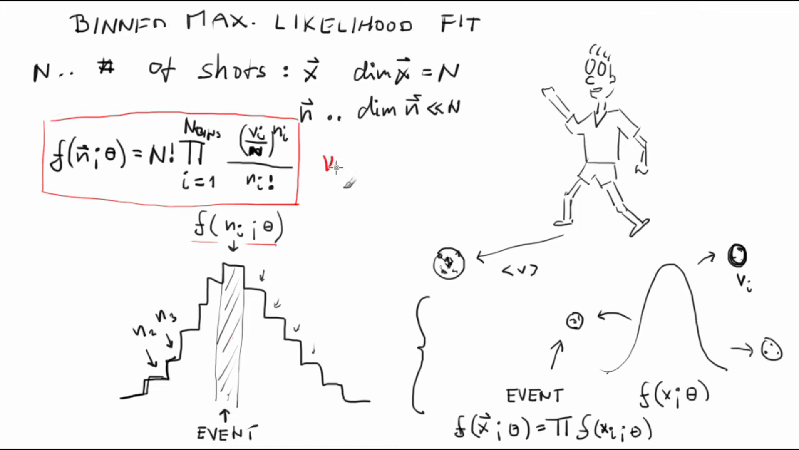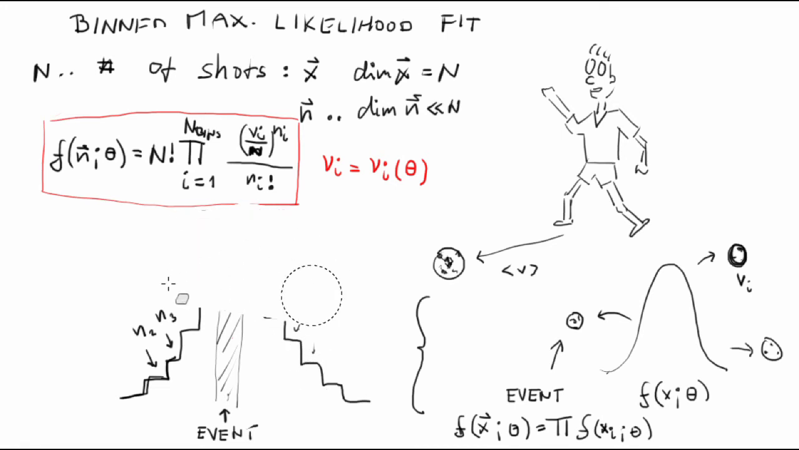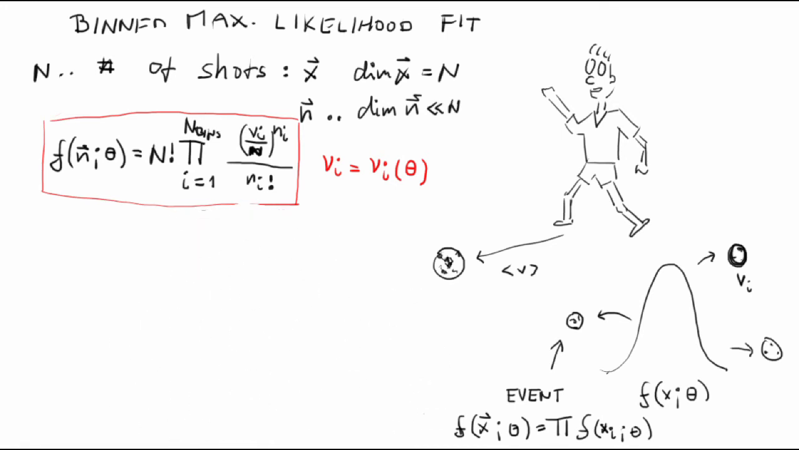Here, nu i with parameter theta is the expected number of shots in the bin i. Clearly it depends on the model parameter theta. Actually, it is given by an integral of the probability density function for the speed of one shot, f of x with parameter theta, over the bin range. Nu i of theta over n equals the integral between x_i min and x_i max of f of x with parameter theta dx.